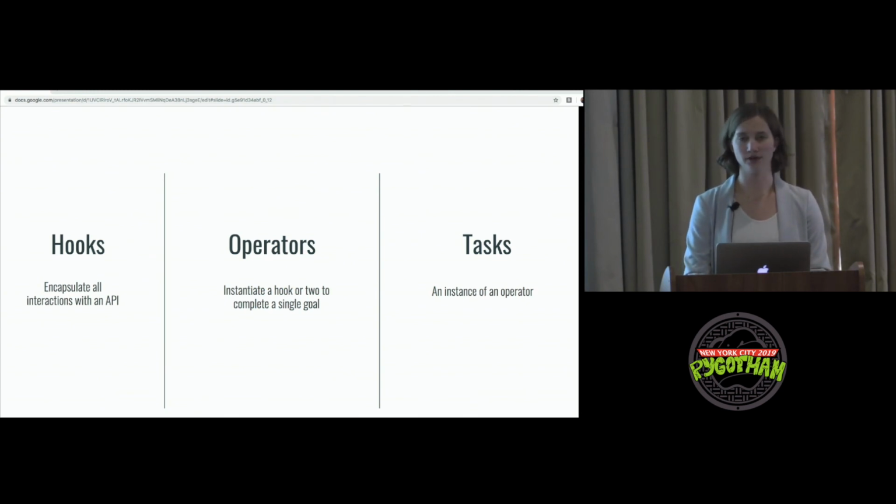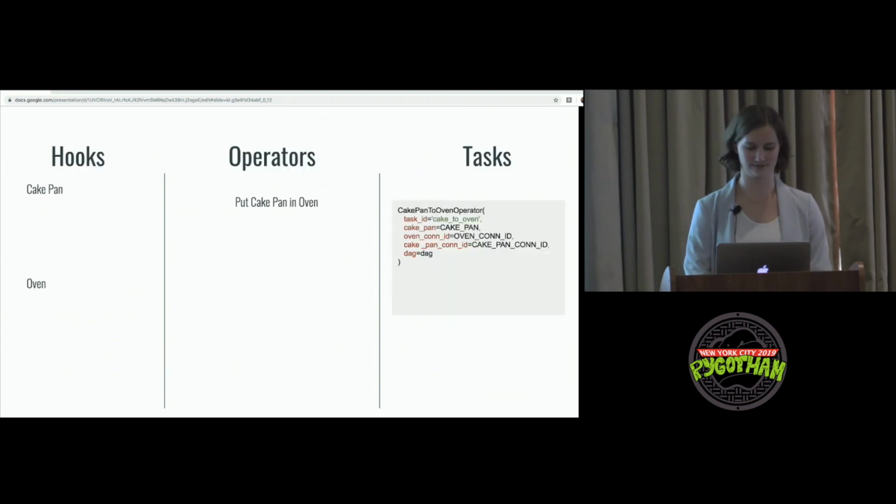You then have an operator, which will instantiate one or two hooks and complete a specific goal. With your DAG, you want to make sure each task is only completing one goal. If you have a whole workflow in one Python operator, that's not good. You should look at the code. And then finally, we have a task, which is going to initialize an operator and give it specific variables to be able to run the task.